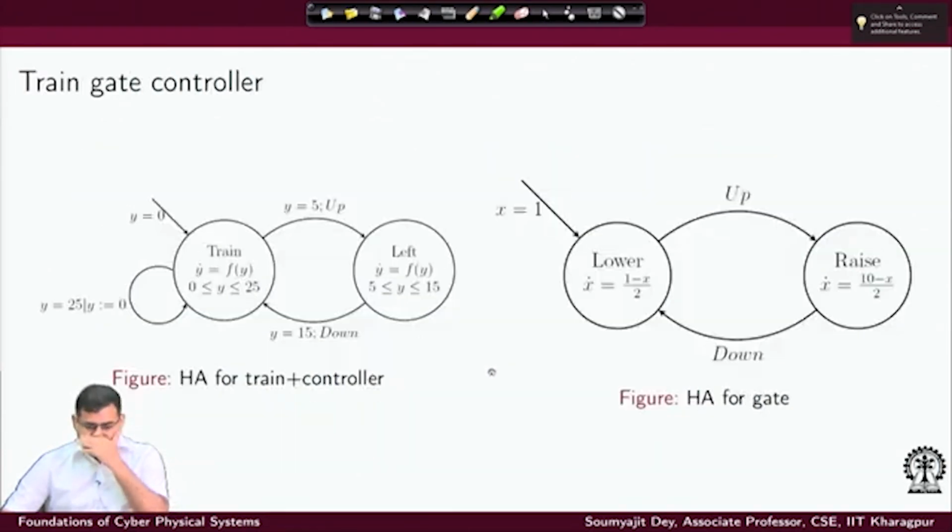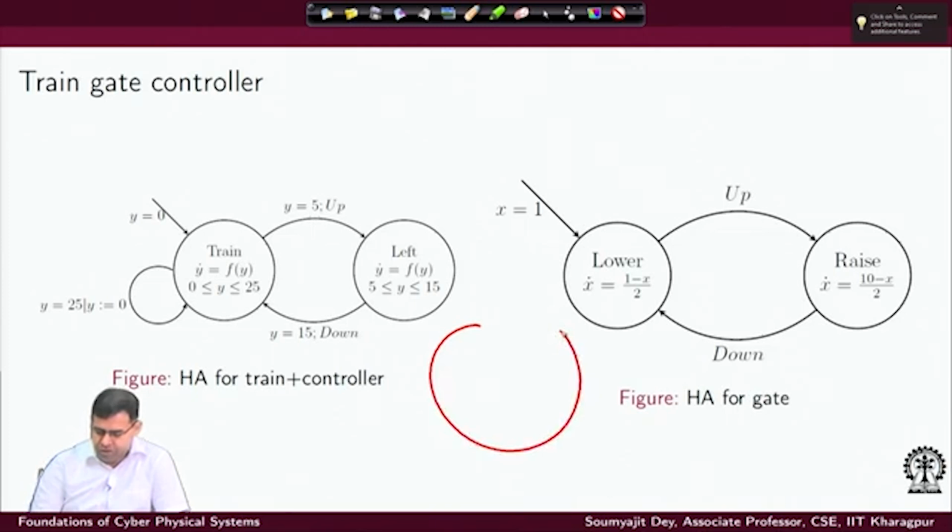So, let us take an example. We are considering a train moving on a circular track, and from some point y equal to 0, we are measuring the distance covered. Let the distance values be y equal to 5 and y equal to 15. So, this is a circular track where the train is moving.